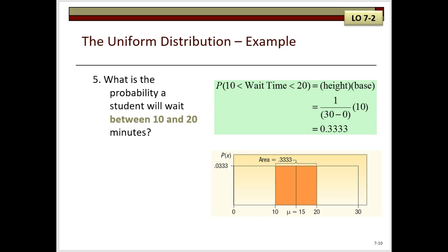What is the probability that a student will wait between 10 and 20 minutes? The area between 10 and 20 minutes represents the probability. We obtain this probability by multiplying 0.0333, the height of the rectangle, by 10, the difference between the two times of interest, 20 and 10, which is the base. So the product of the base 10 and the height, 0.0333, is 0.333.